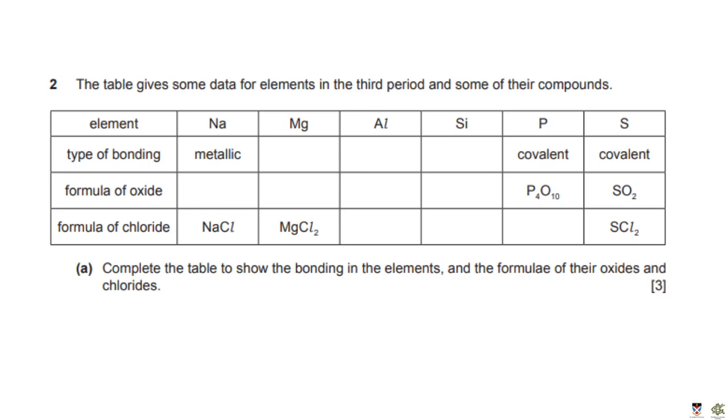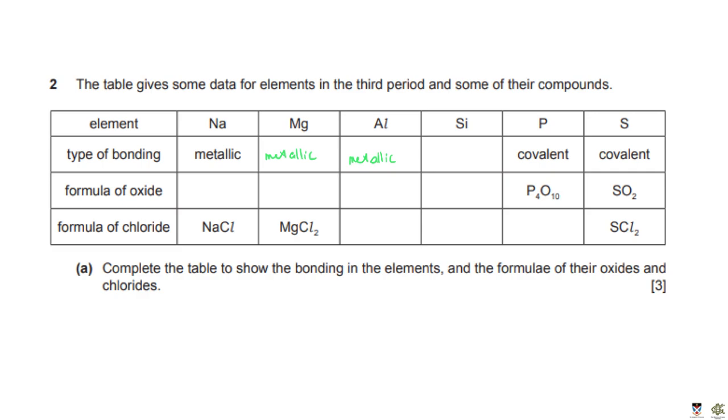The table gives some data for elements in the 3rd period and some of their compounds. So in the first row, we've got the type of bonding in each one of the elements, then the formula of the oxide, and then the formula of the chloride. Complete the table to show the bonding in the elements and the formulae of the oxides and chlorides. So let's start with the first one, the type of bonding. Magnesium is a metal, so the type of bonding will also be metallic. Aluminium, the same, also metallic bonding.